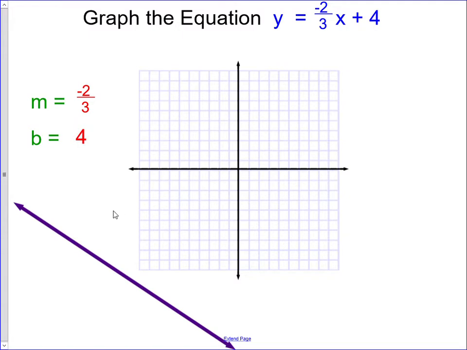So our first move is going to be to plot the y-intercept on our y-axis, which in this case we would go up to 4, 1, 2, 3, 4, and put our point.